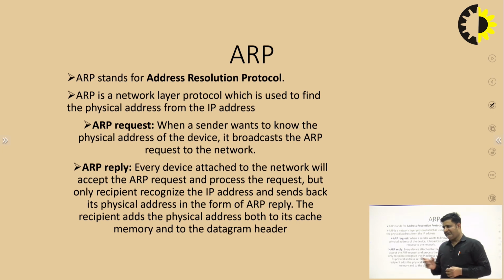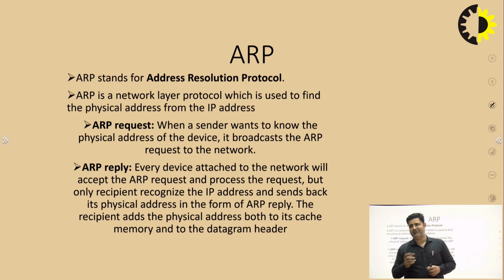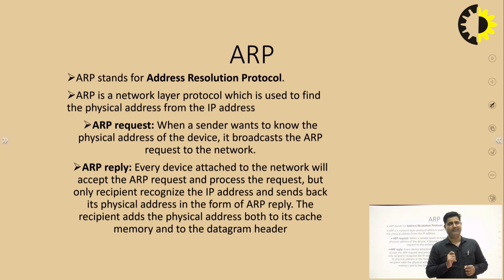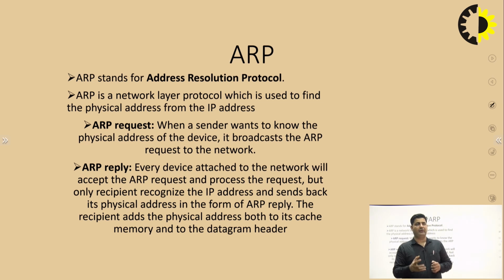Now there are four parts of this network layer. First is the ARP, then we have the RARP, and then ICMP. ARP is the Address Resolution Protocol. The main function of the ARP is simply the mapping of the IP address into their physical address.